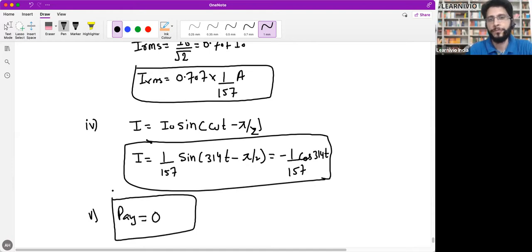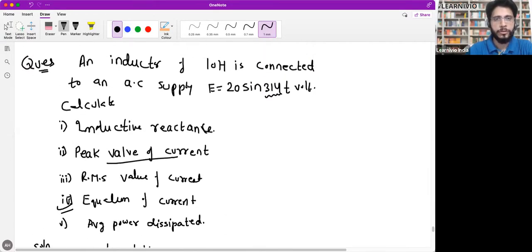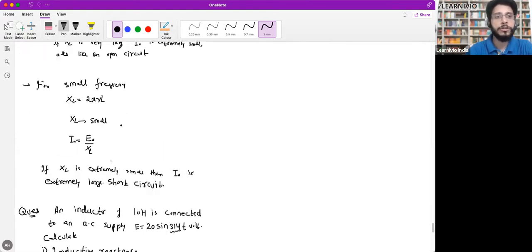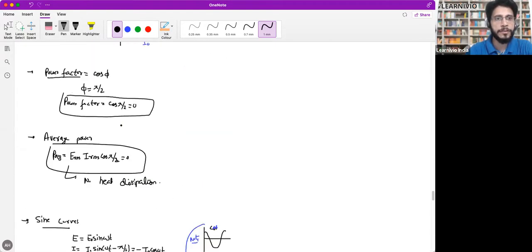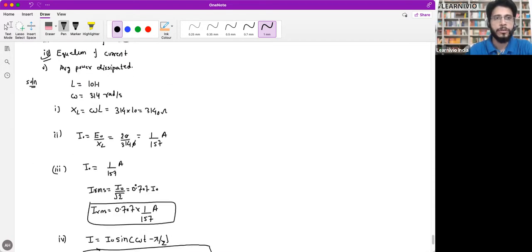Average power is 0. So that's a straightforward numerical on this inductor. How is average power equal to 0? Because we have derived this result. The power factor is 0. Phase difference is pi by 2. Power factor is 0. That's why average power is 0. So whenever you just have an inductor in the circuit, there is no average power. Power dissipation is 0.